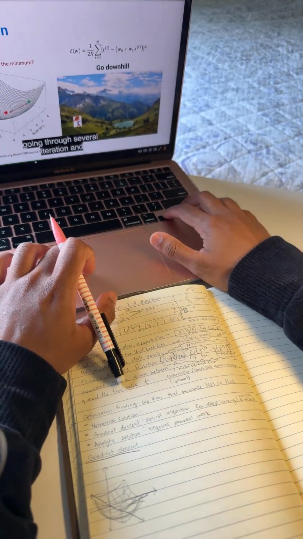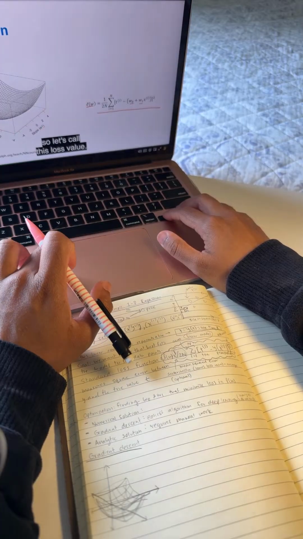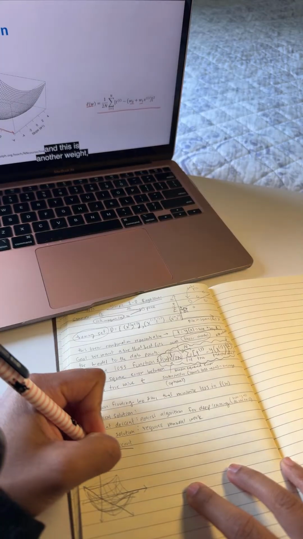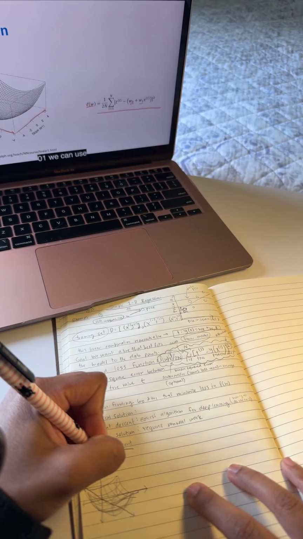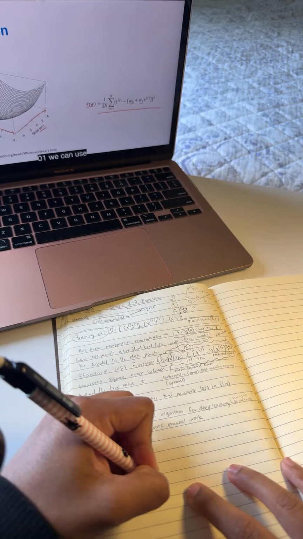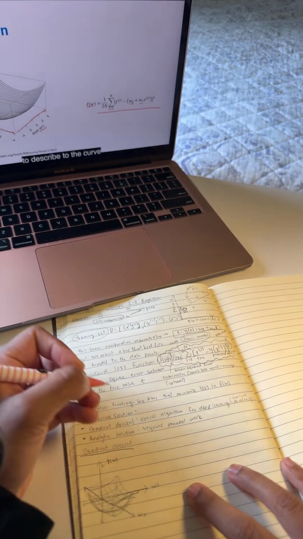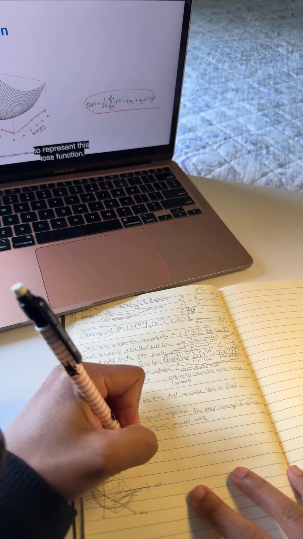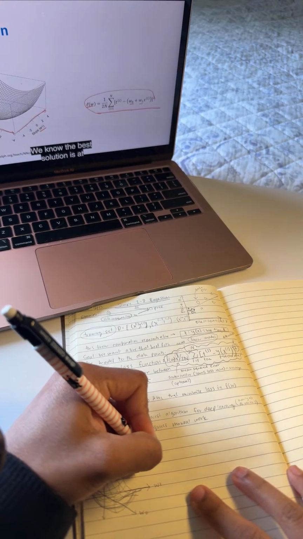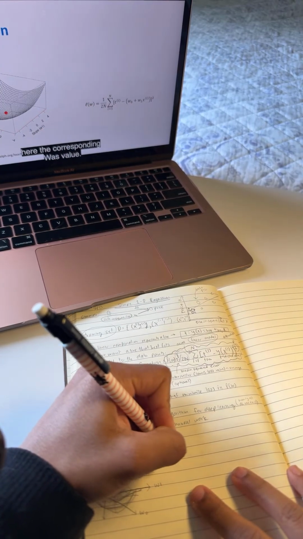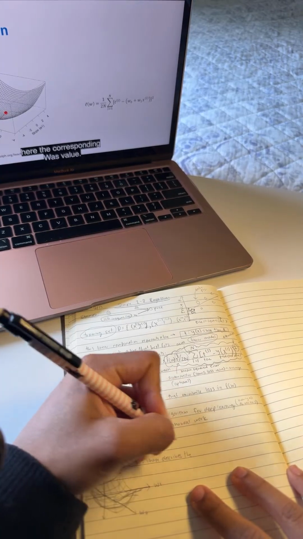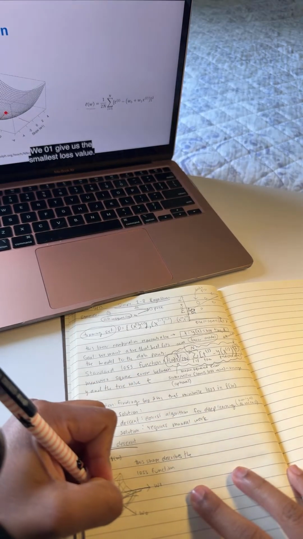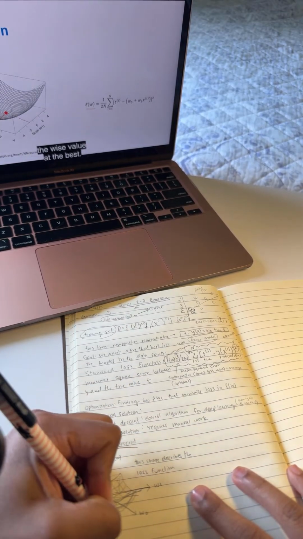Going through several iterations. In a gradient descent, this is the loss value, and this is one weight, and this is another weight, W0, W1. We can use this shape to describe this 3D, to represent this loss function. We know the best solution is here. So the corresponding values W0, W1 give us the smallest loss value. That means at this point, the weight values are the best.